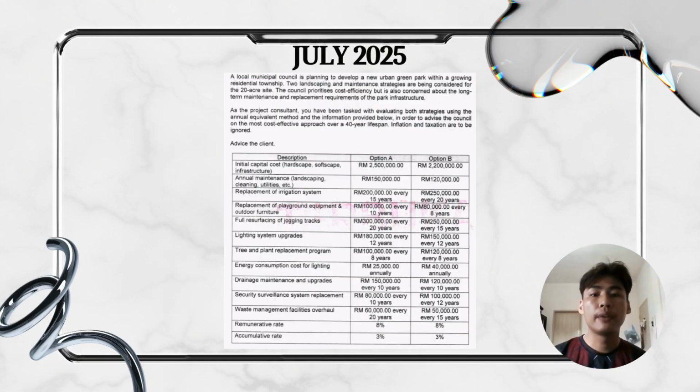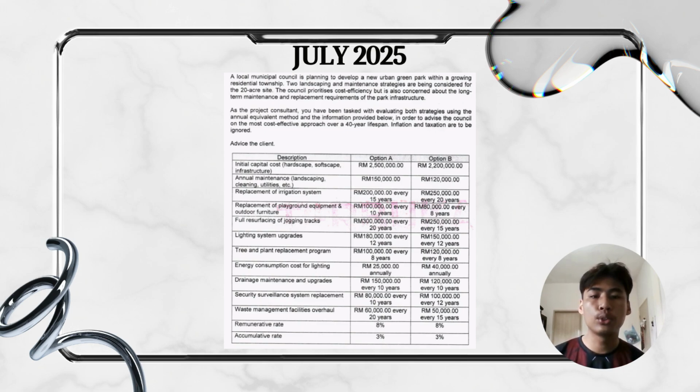So, our group has chosen July 2025 for our past year question. The situation of the project is the council plans to develop a 20-acre urban park. Two landscaping and maintenance strategies are to be considered. The evaluation period of the project is 40 years, where inflation and taxation are to be ignored. The objective is to identify which is the most cost-effective option between option A or option B.